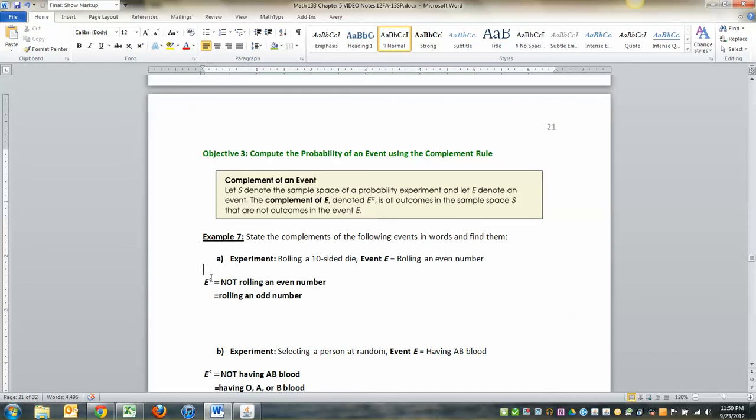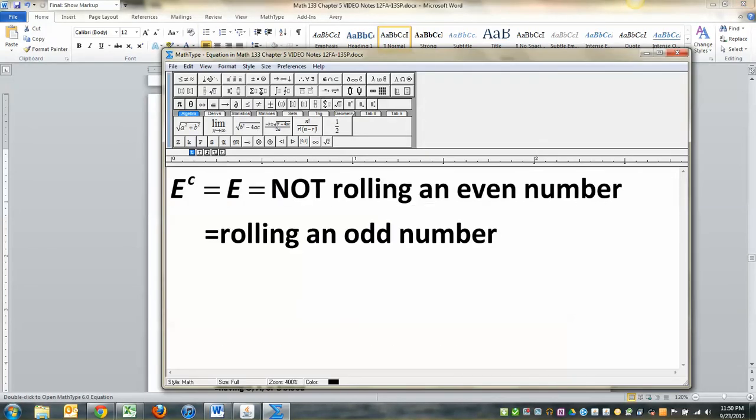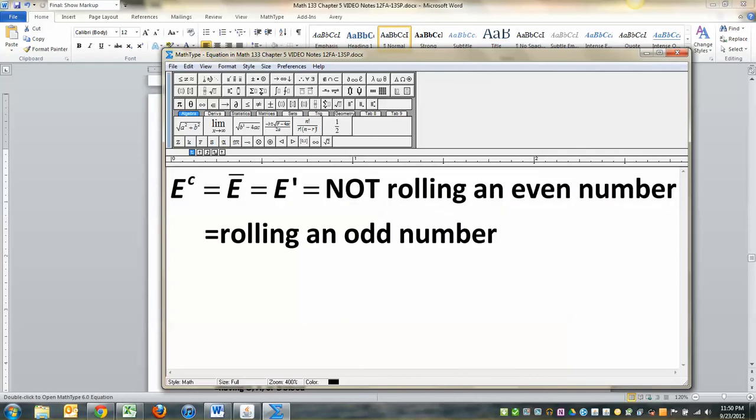There are a couple different ways to abbreviate it just for the record. You can do E with a bar over it. It looks like this, E, like that. There's also E with a little prime after it. That tends to mean E complement. Or E with a little C after it, E complement.